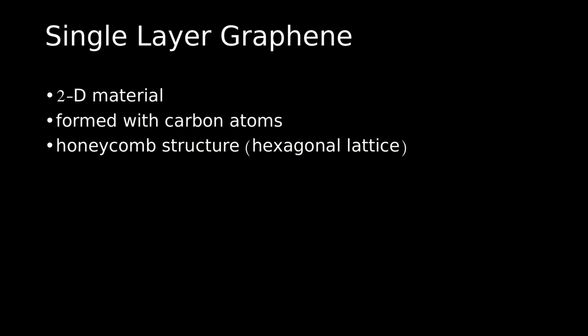So first, it's a 2D material formed with carbon atoms, which means it just has a single layer of atoms and nothing on the z-axis, only on the x and y plane. And the lattice structure of it is a hexagonal lattice, and you can also say it's a honeycomb structure.